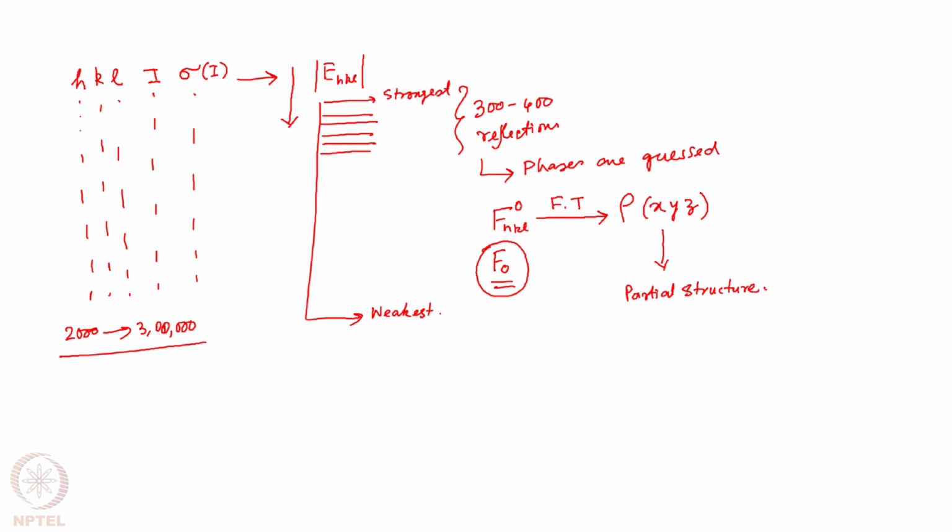So this partial structure sometimes is complete for a simple molecule. For a complicated molecule, it may only lead to the main molecule, or a part of a molecule, or the molecule without solvent. So whatever we get in this initial structure solution method is then used as a structure model.